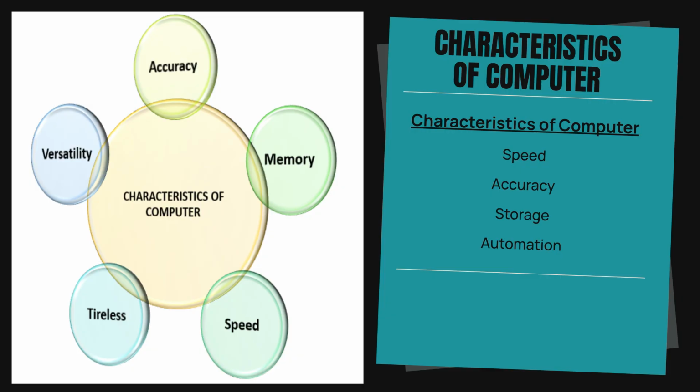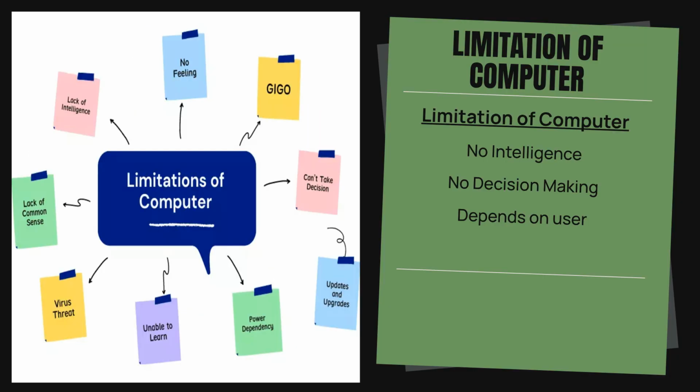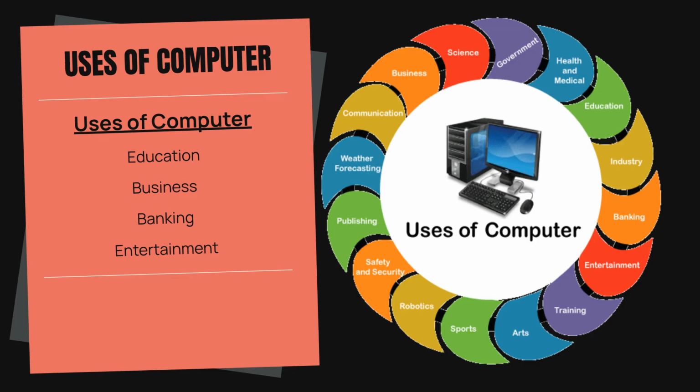Key characteristics of a computer include speed, accuracy, storage, versatility, being tireless, and automation. Some limitations of computers are their lack of intelligence and decision-making capabilities. They depend heavily on the user for instructions. Computers have many uses across various sectors, such as education, business, banking, and entertainment.